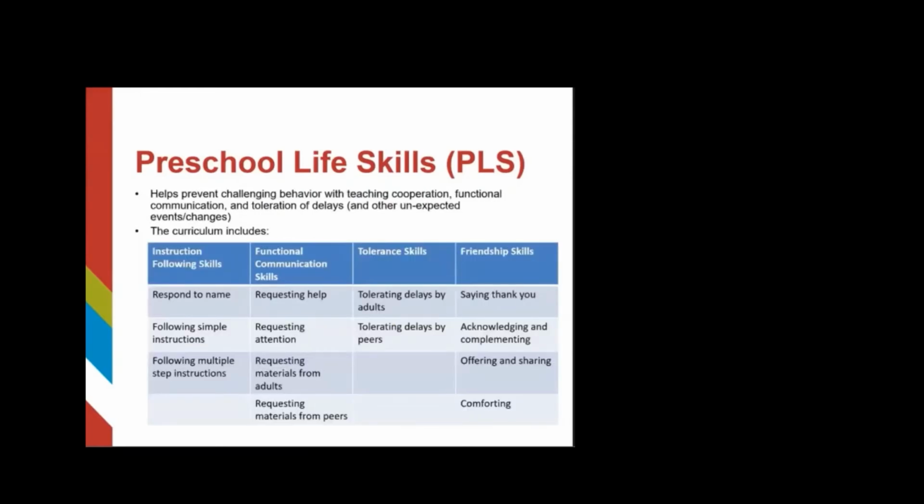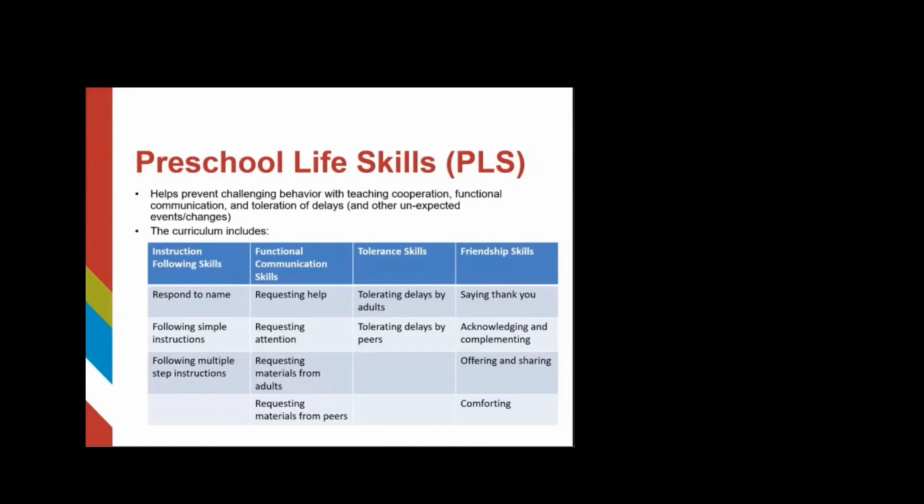Preschool life skills help prevent challenging behavior while teaching cooperation, functional communication, and toleration of delays. Within the curriculum, as I mentioned before, there are four main areas. Under following instructions, the target behaviors are responding to name and then following simple and multiple step instructions. Under functional communication, targeting requesting help, requesting attention, and requesting from both adults and peers. For tolerance skills, tolerating delays. And for friendship skills, saying thank you, complimenting and acknowledging, offering and sharing, and comforting others.